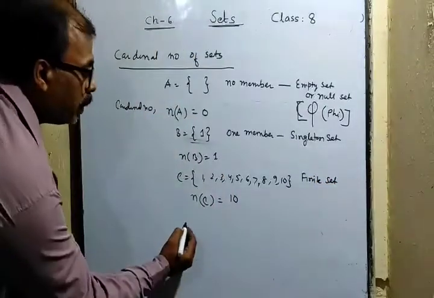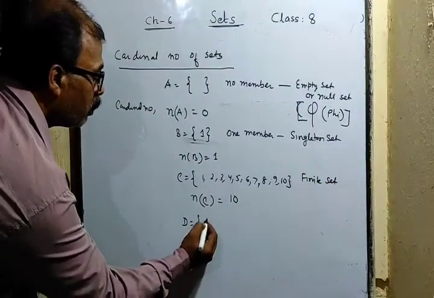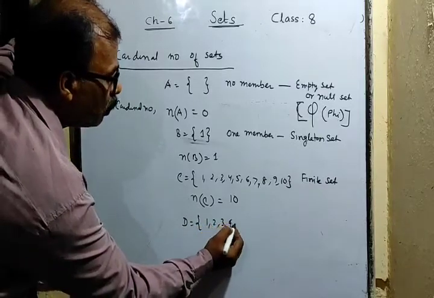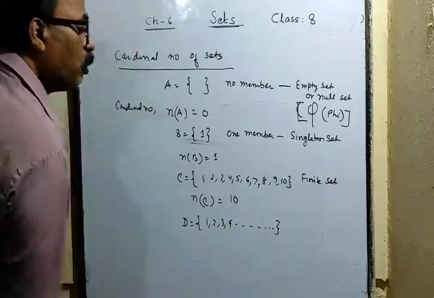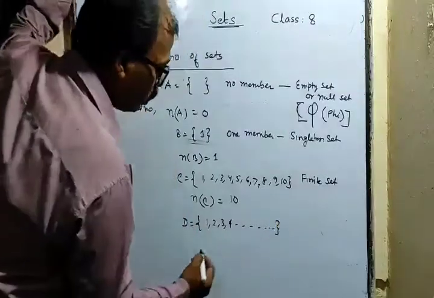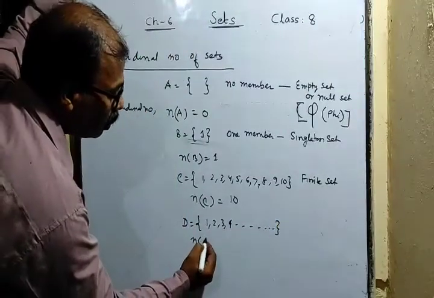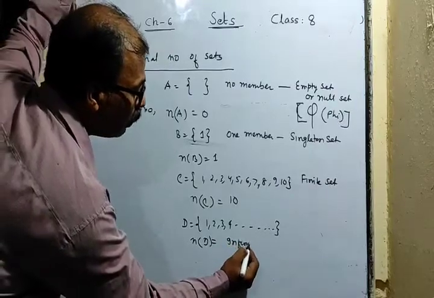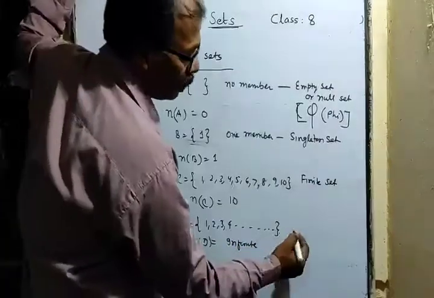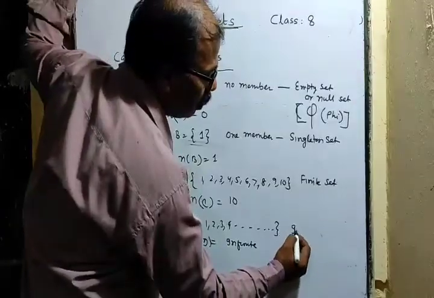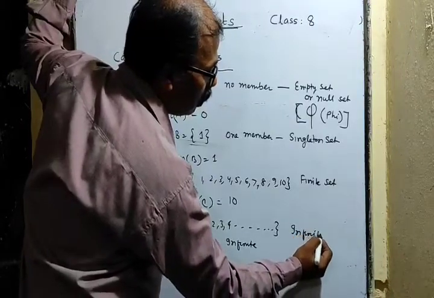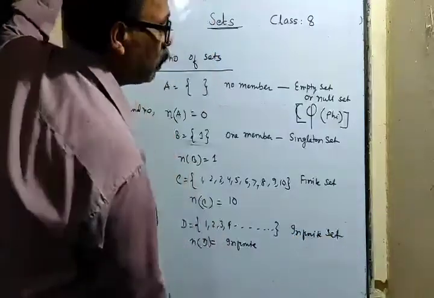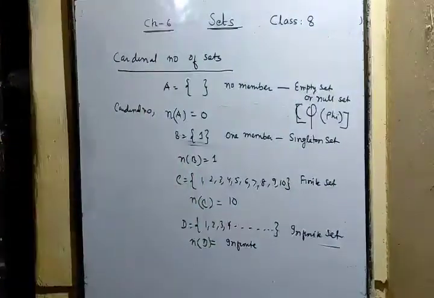But if this type of set comes, D is equal to {1, 2, 3, 4, and so on, so on, so on}, here the cardinal number of set D is infinite. It is infinity. We cannot count the number. So such types of sets are called infinite sets. This is called an infinite set.